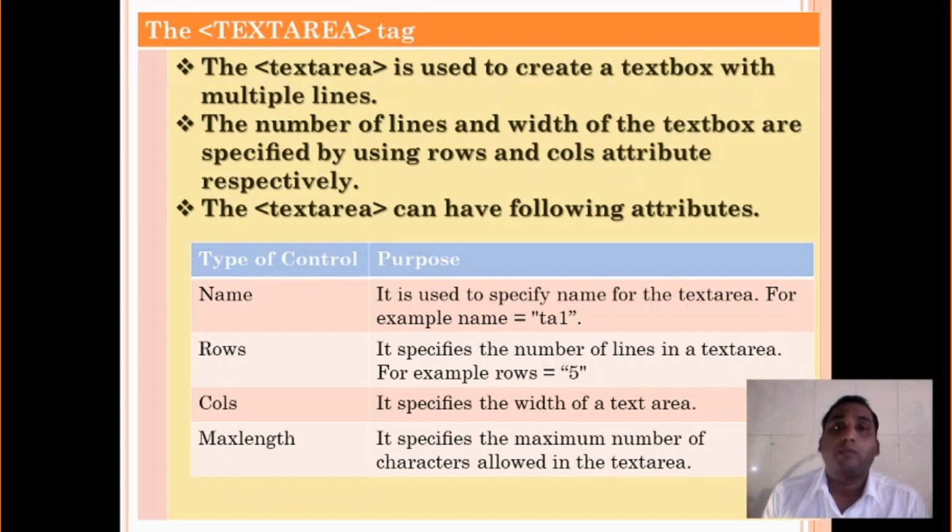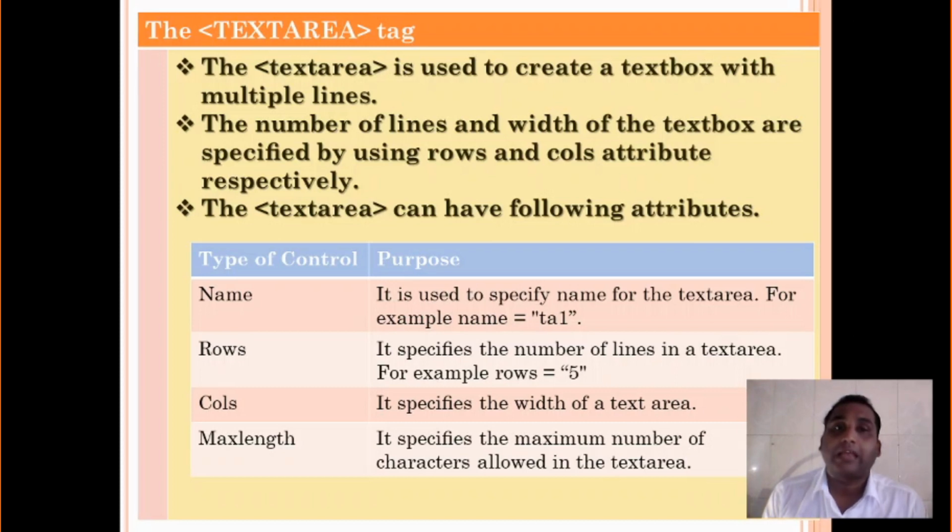Next form element is textarea. The textarea is used to create a text box with multiple lines. That means if you want to type an address, then a single line text box will not do. You need to have a multiple line text box. So to create a multiple line text box, you should have a textarea form element. The number of lines and width of the text box are specified by using rows and columns attributes respectively.